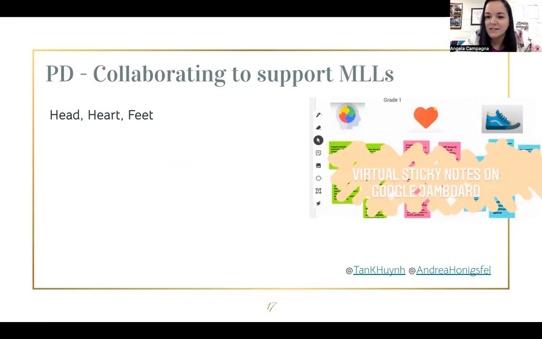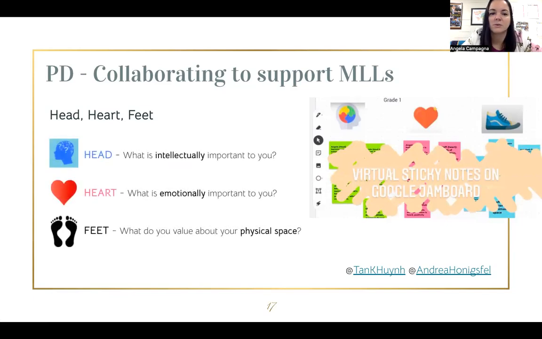Basically every team had a Google Jamboard page, and they put little virtual sticky notes to talk about what was intellectually important to them, emotionally important, and what they valued about their physical space. It was really interesting to read different teachers' responses. Super insightful. I learned, for example, that one of my new teachers was not a morning person. She liked to spend the mornings reflecting on her day and not getting interrupted. This was a great piece of information to know.